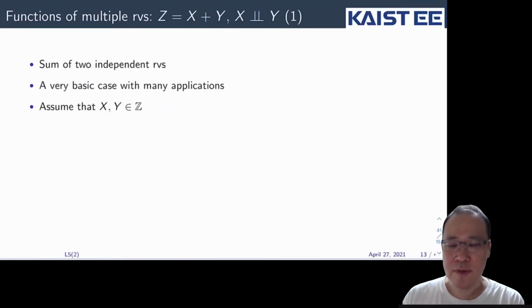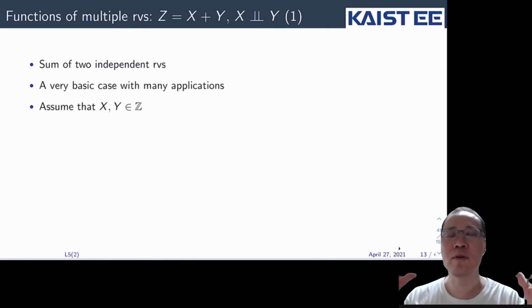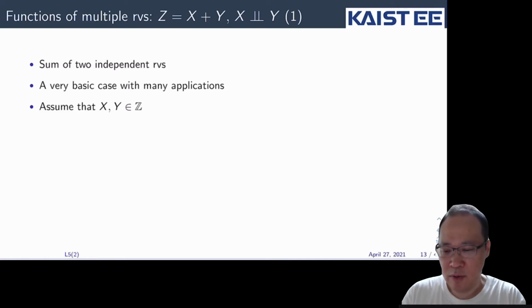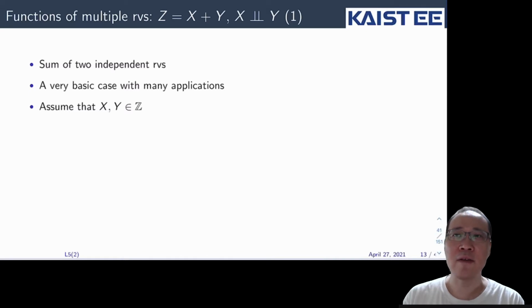the reason why we're looking at this case is that this is a very basic case, and also it has a lot of applications. In the real world, there are some cases where two or multiple random quantities are added together, and we are wondering what the aggregate random quantity of those random variables is. And for simplicity, let's assume for the moment that these two random variables X and Y can take integer values.